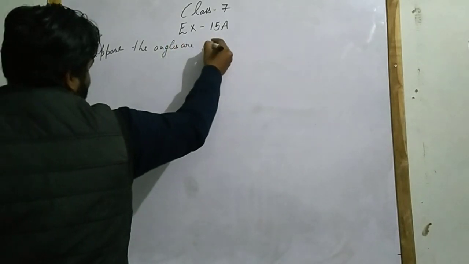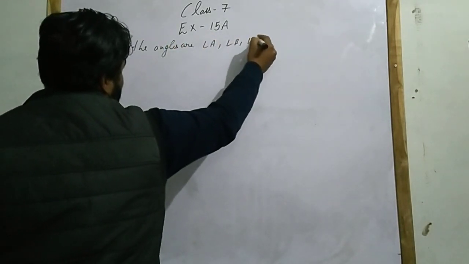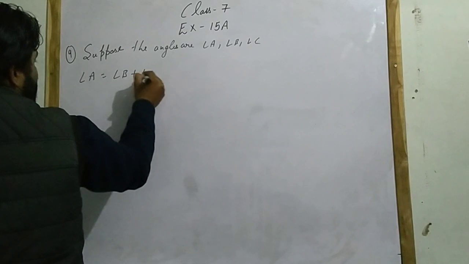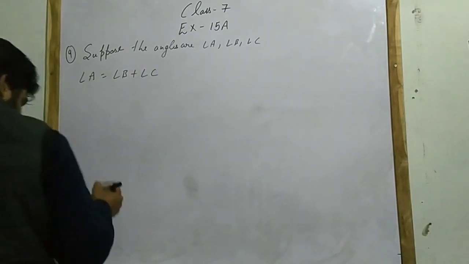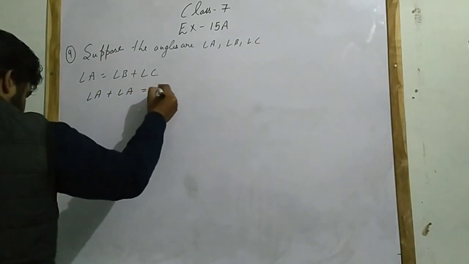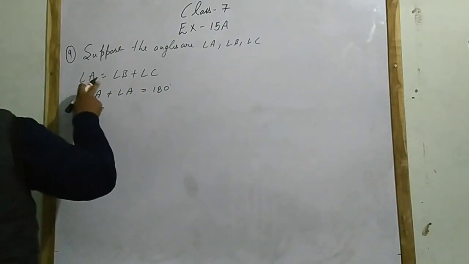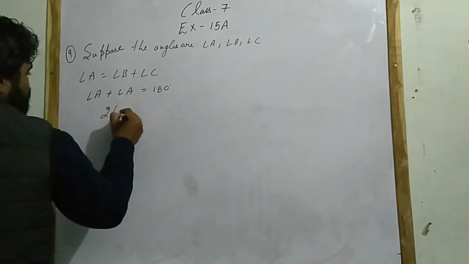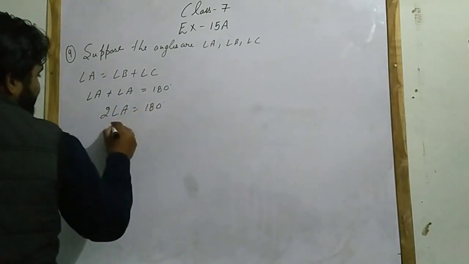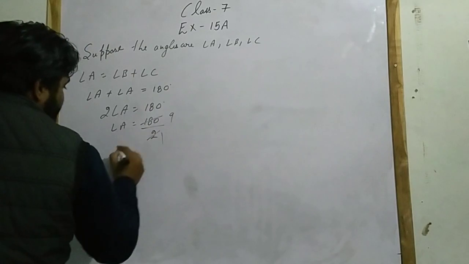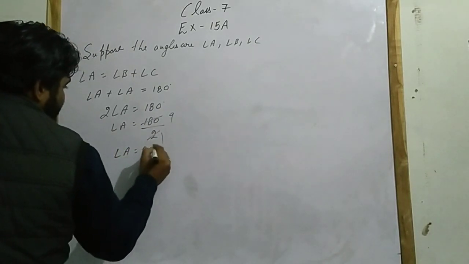the angles are angle A, angle B and angle C. In hint it is given that angle A equals to angle B plus angle C. So angle A plus angle A equals to 180 degree, because angle A equals to angle B plus C. So angle B plus C, you can write here angle A, it will be twice of angle A equals to 180 degree. So angle A equals to 180 upon 2, it is 90.